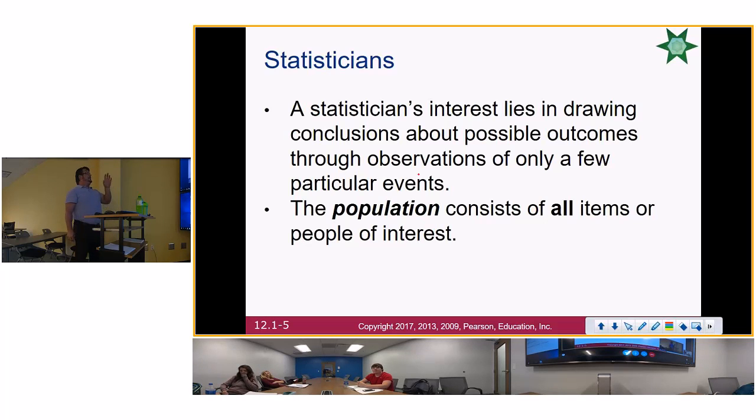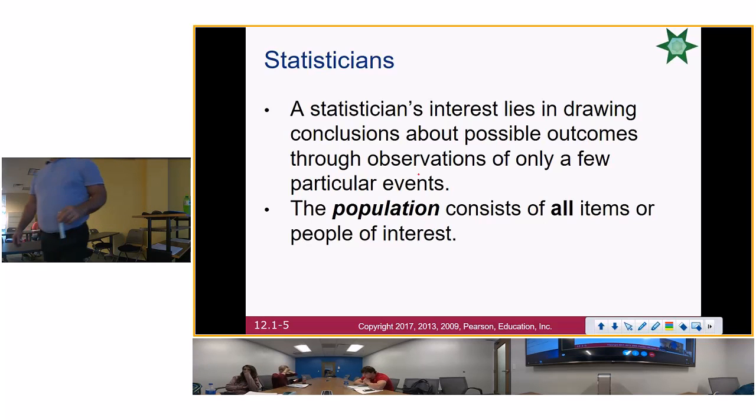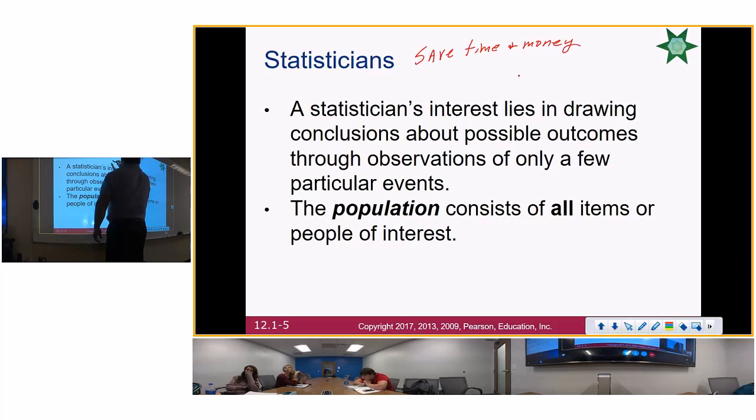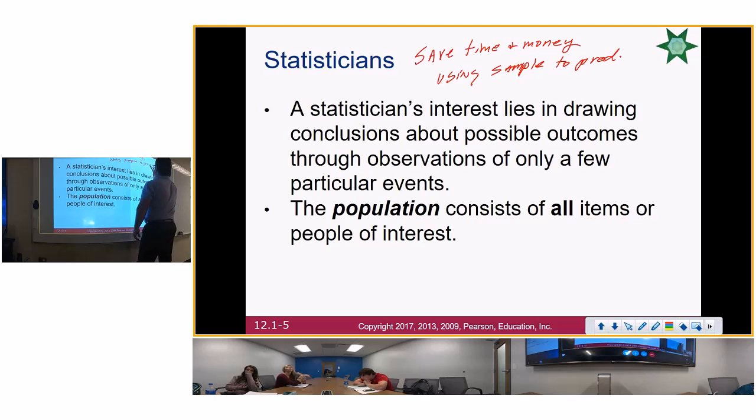But the whole point is that time is more important than the family, because if you don't have the time to spend with your family, you don't have the family. You see what I'm saying? So time is very important. Now, what does that have to do with statistics? What you are doing is saving time and money using the sample to predict for the what? For the population.